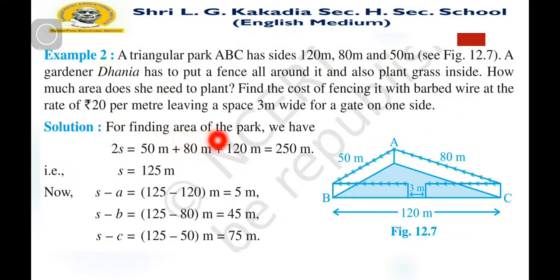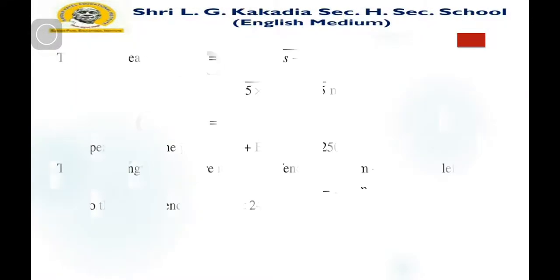For finding the area of the park, we have 2s is equal to 50 meter plus 80 meter plus 120 meter, which is equal to 250. So s is equal to 125 meter. S minus a, 125 minus 120, that is 5. S minus b, 125 minus 80, is equal to 45. S minus c is equal to 125 minus 50, which is 75 meter. So let us use Heron's formula.